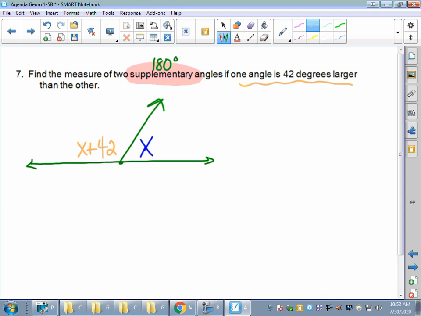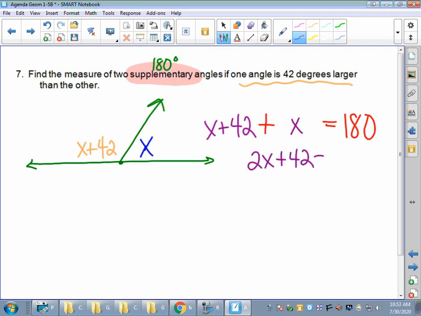Now, hopefully, it's shouting at you, telling you what to do. Supplementary means two angles add up to what? 180, which is exactly how we drew it. What are the two angles that we labeled on our diagram? X plus 42 plus X. Combine like terms, 2x plus 42. I'm going to subtract 42 from both sides. And 2x equals, what is that, 138?